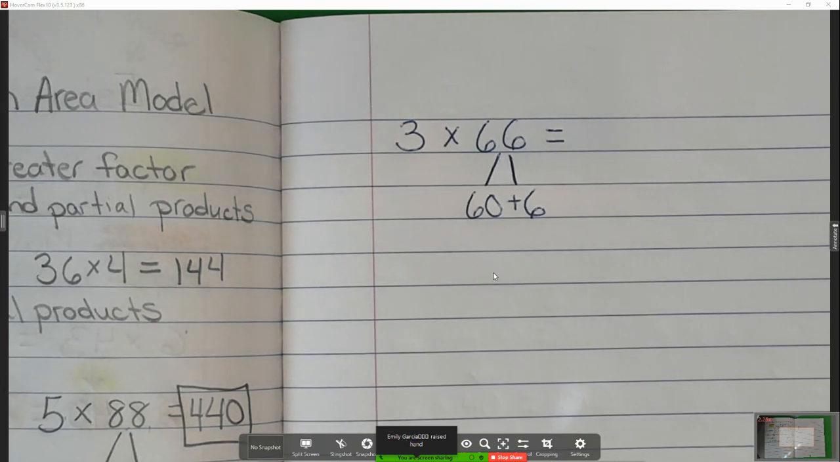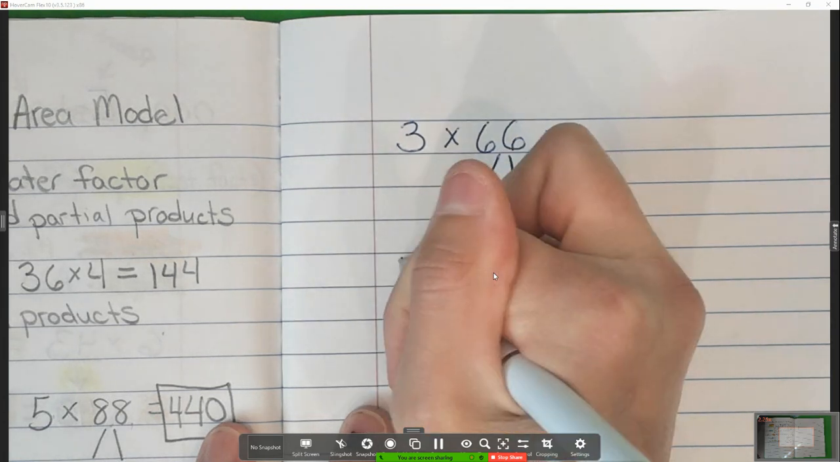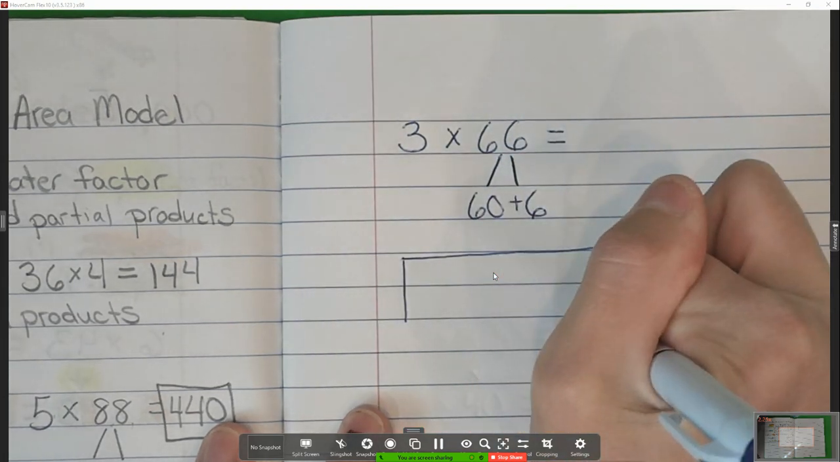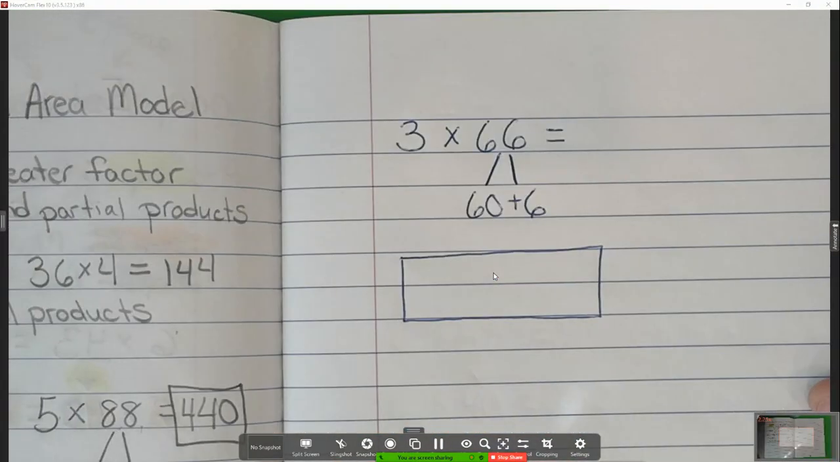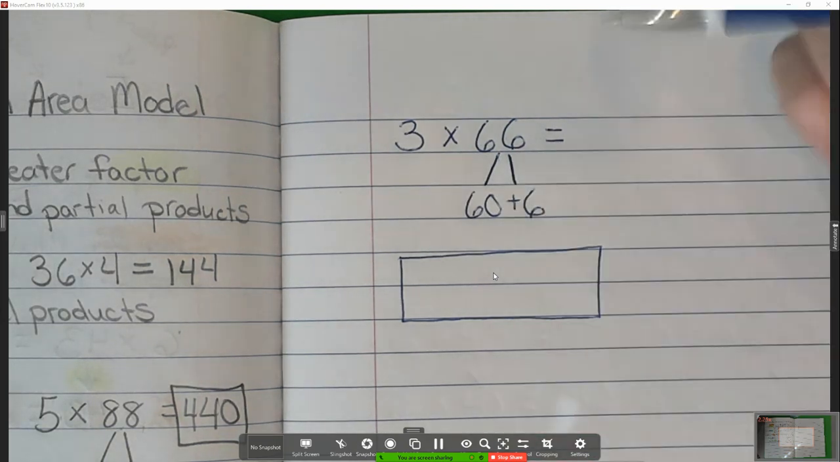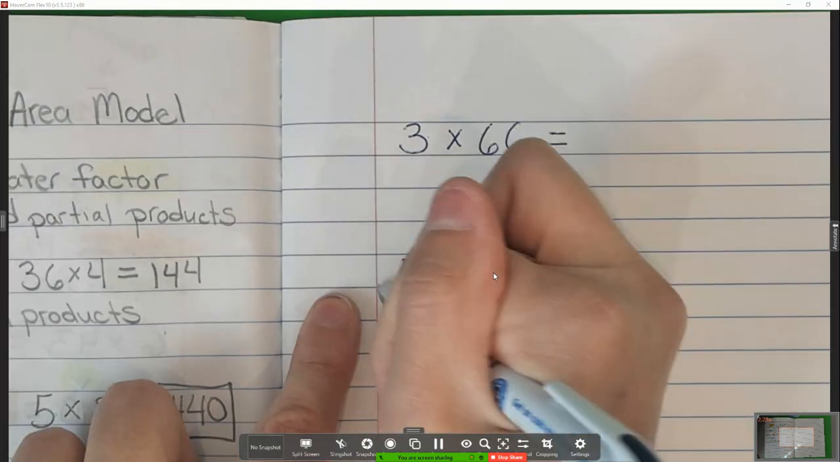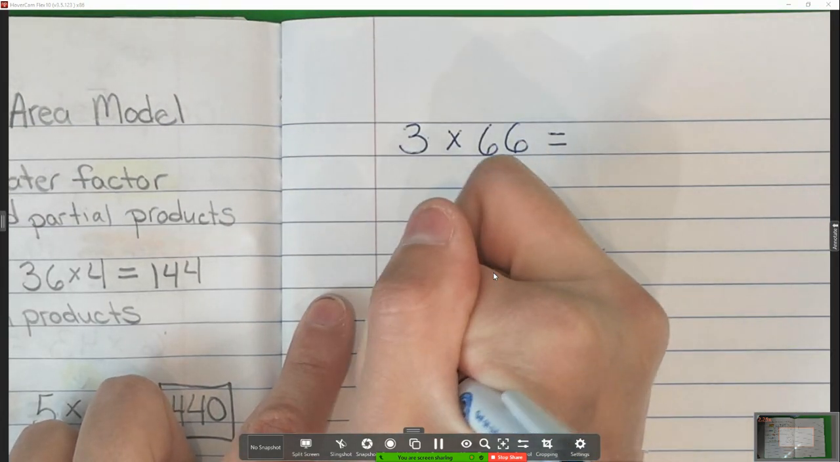Now I have to go ahead and do step 2, and step 2 is multiply to find the partial products. But I need to first draw my area model. So let's go ahead and draw our rectangle. And now we have to divide our rectangle into parts. Well, 3 represents my row.